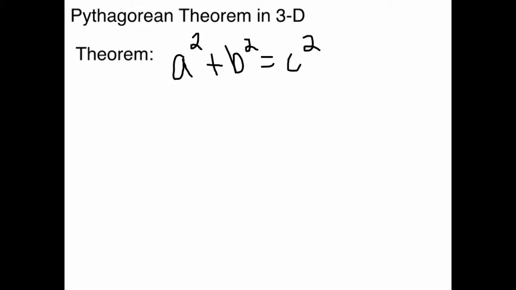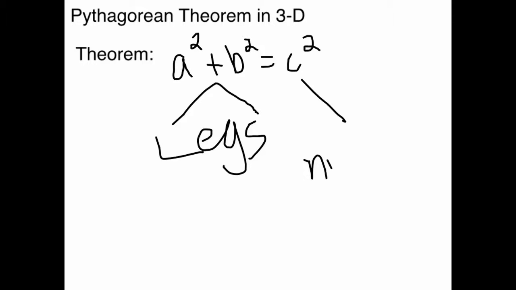Hey guys, today we're going to talk about Pythagorean theorem in 3D. Some of it's a little bit different, some of it's the same. So just a reminder about the theorem, a squared plus b squared equals c squared, where a and b are my legs of my triangle, and c is always, always, always the hypotenuse.